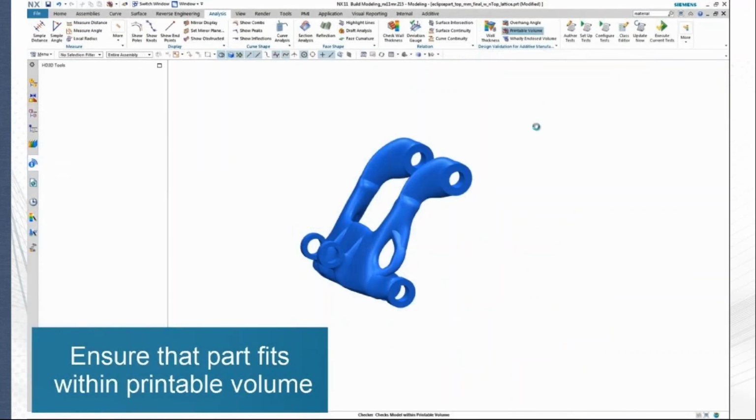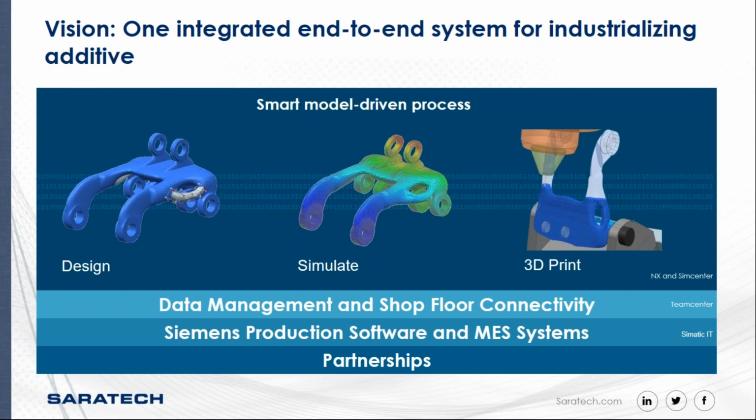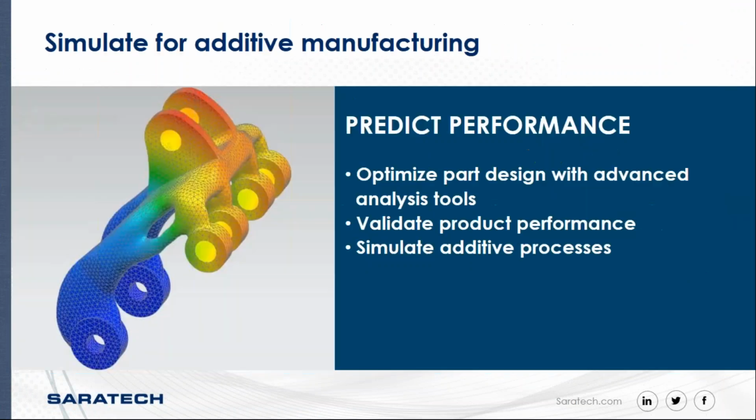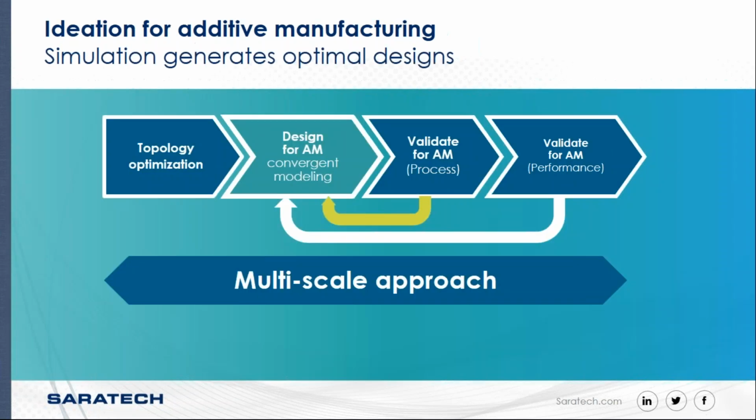So now with our smart model driven process, we're going to go to the simulation section. We're going to simulate this part to make sure that all of our predictive performance can be achieved. We're going to optimize the part design with the advanced analysis tools. We're going to validate the product performance. Then we're going to simulate the additive process, the printing process. And we can do all of this inside of NX software, so we don't ever have to do this in real life and have to redesign.